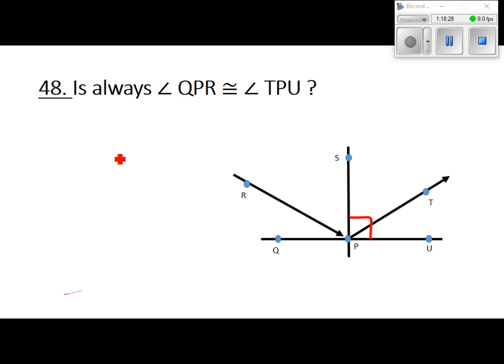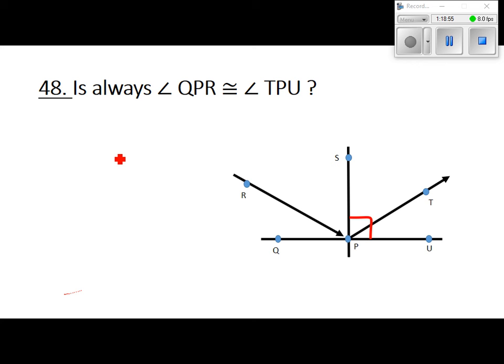Number 48 says, and again my typing's not very good here apparently, light from a flashlight strikes a mirror and is reflected so that the angle of reflection is congruent to the angle of incidence. If you look down there, it shows you the angle of reflection. The angle of incidence is before the light hits the mirror. The angle of reflection is after it hits the mirror.